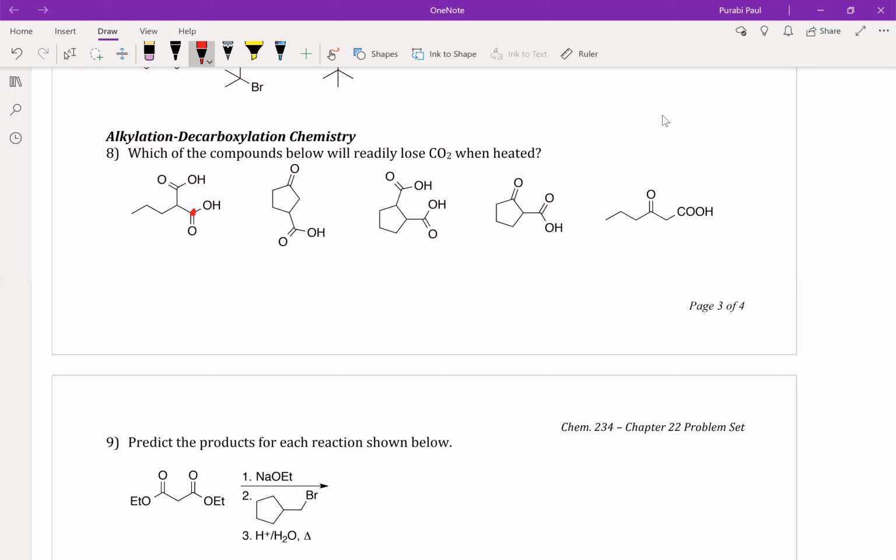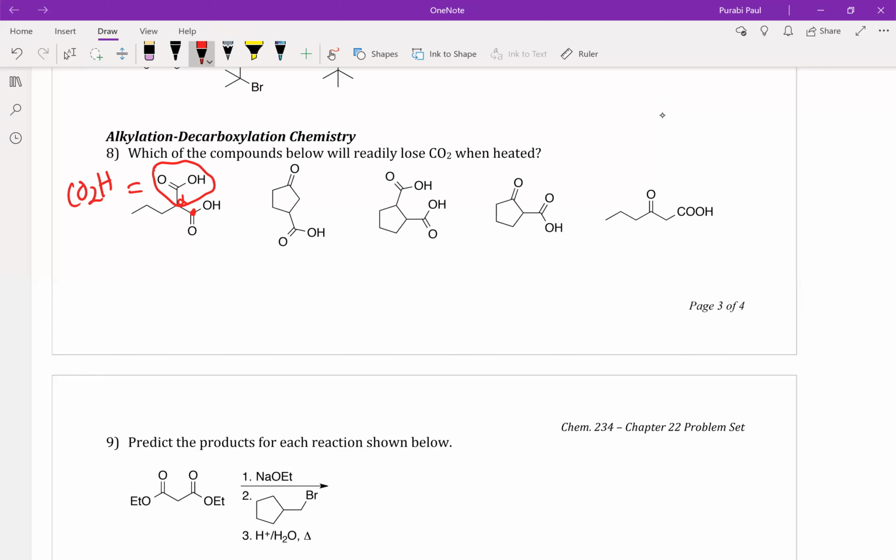So now let's see if there's a carboxylic acid group alpha to the carbonyl group. All right. So the alpha position is this one right here, and as we can see, there is indeed a carboxylic acid group alpha to the carbonyl. So this molecule will indeed go through the decarboxylation mechanism. Okay. So that's the carboxylic acid. How about the one after that?